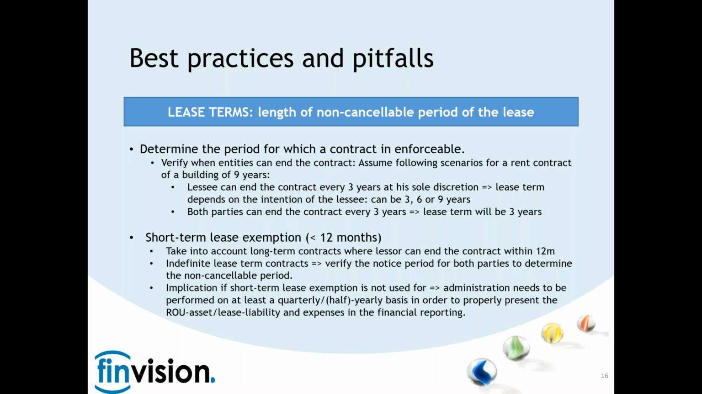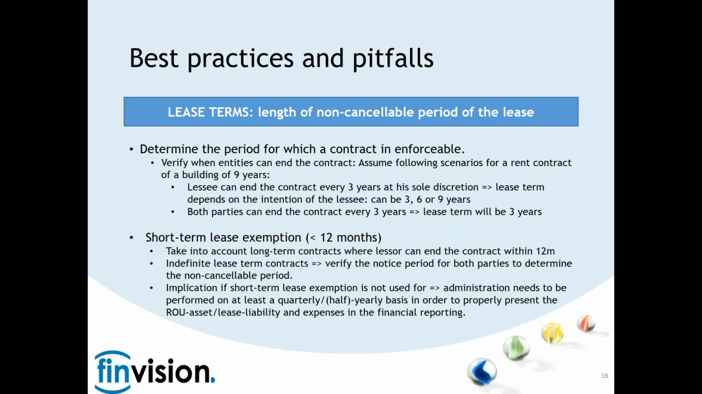And for example, you can have a scenario where we rent a building for a period of 9 years, but the lessee can terminate the contract every 3 years at his sole discretion. So there, the lease term will depend actually on the intention of the lessee. If they intend to stay for 9 years, then you will have a lease term of 9 years. If it's only 3 years, and it's quite possible that they will terminate the contract at 3 years, then it's only 3 years. But if, for example, both parties can terminate the contract every 3 years, then your lease term is always 3 years, because you don't have it under control. That's something we have seen, that's quite some discussion on.